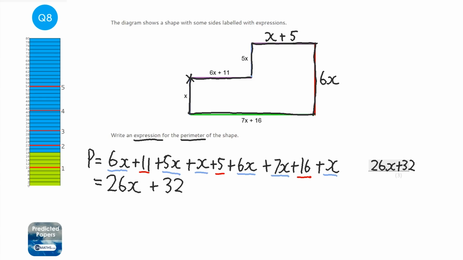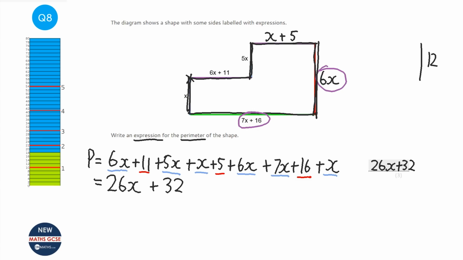Now, a different way I could have done this is just focused on this one and doubled them. Now, let's have a look and see how that works. If this length here is 6x, then these two here would add together to make 6x. So in total, we have 12x going down. All the ones going across is going to be double this one. So it's all going to add together to make 14x plus 32. And then if you add those together, that would also give us the 26x plus 32.